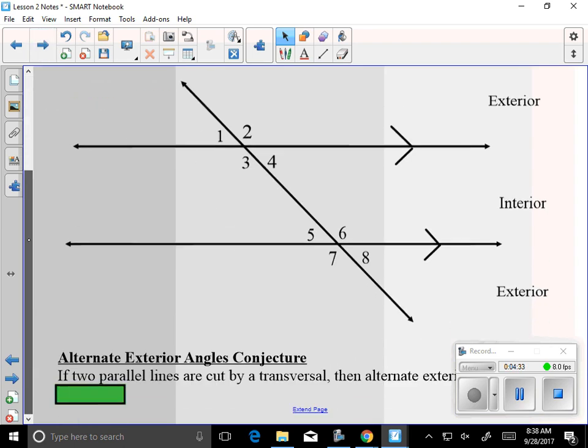Alternate exterior. What angles are considered exterior angles here? 1 and 2. And what else? 7 and 8.